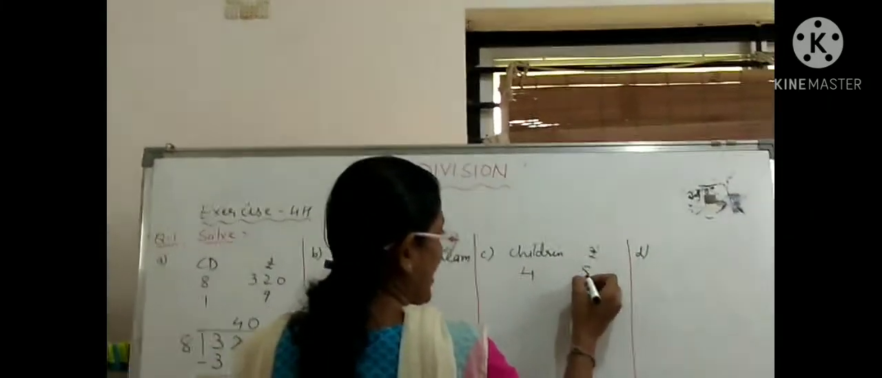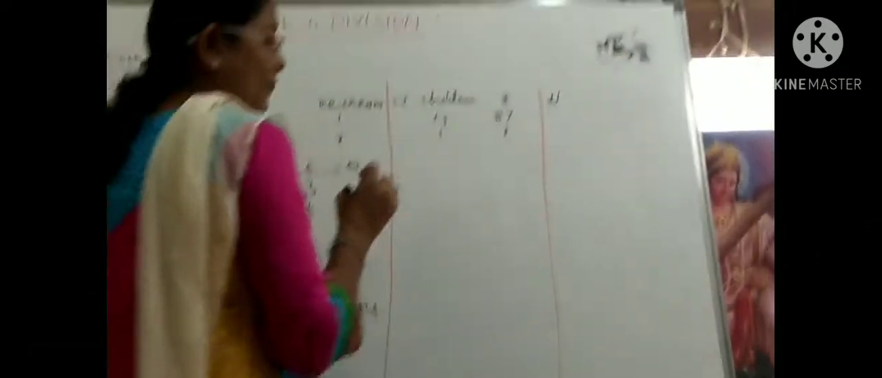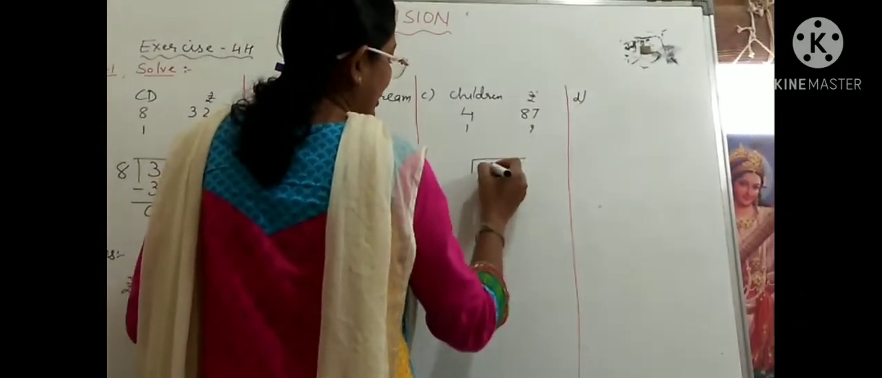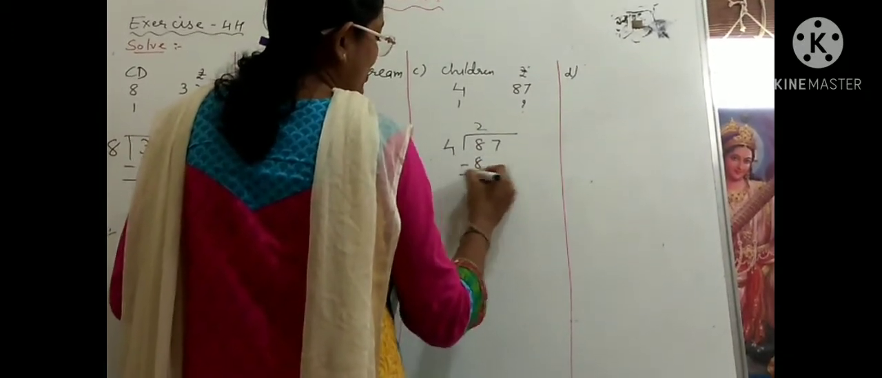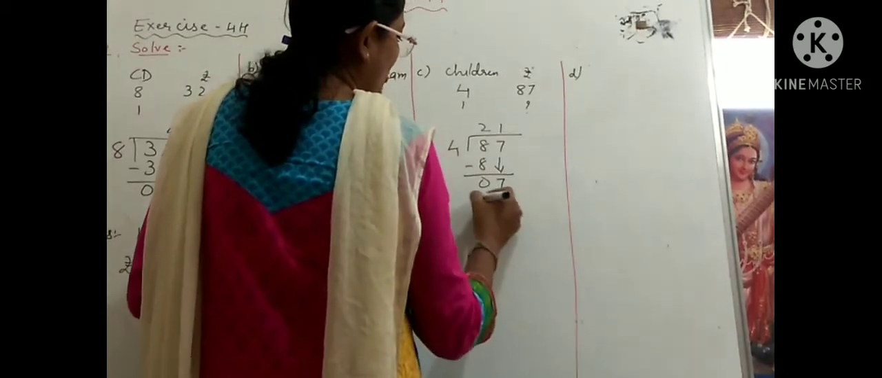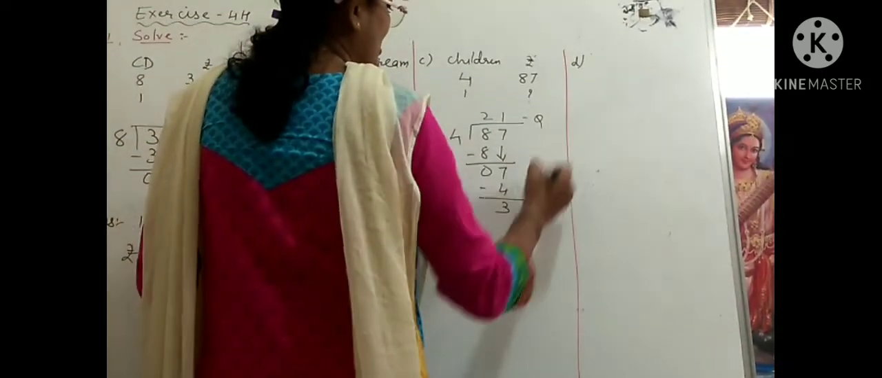children, right? If 4 children together are buying a decoration of rupees 87, then one child will give how many rupees for that, right? So what we have to do, 87 is divided by 4. 4 2s are 8. Subtract, 0. 7 will come down. 4 1s are 4, minus, and 3 will be remainder. This is your quotient, this is your remainder.